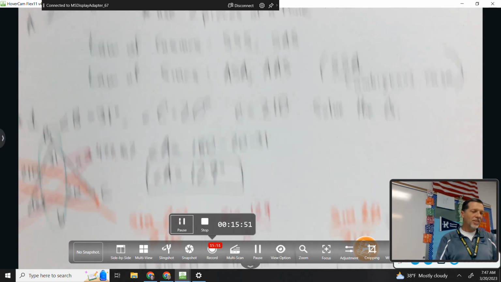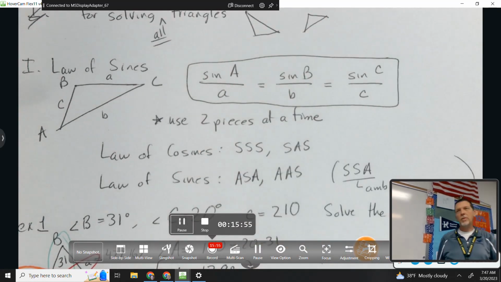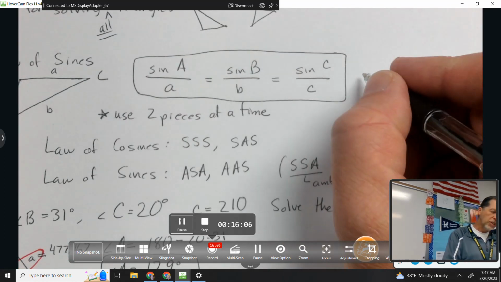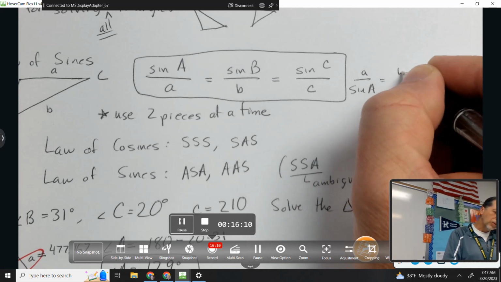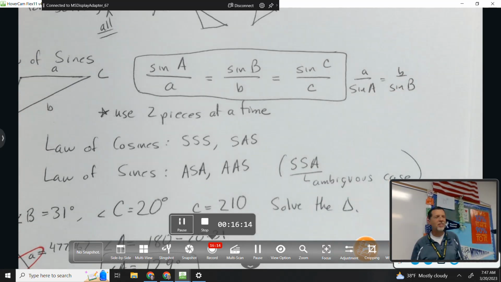That's the law of sines. Pretty simple. I would say the first question on the test rearranges the law of sines a couple different ways. So be careful. Make sure you could flip those over. So you could say a over sine of A equals b over sine of B. Right? That's the same thing.